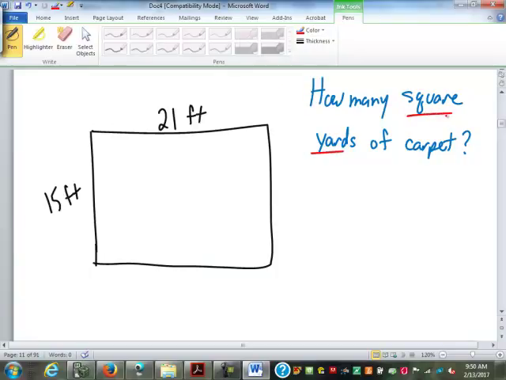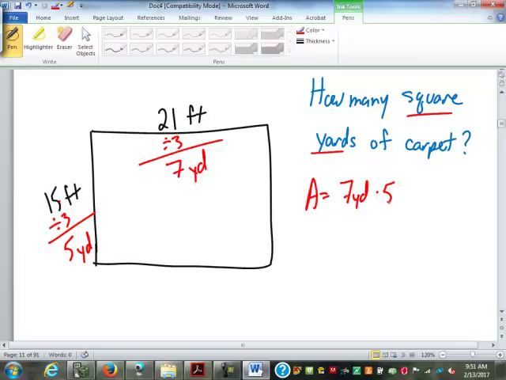Can anybody tell me how many yards are in a foot? 3. So 15 feet becomes 15 divided by 3, 5 yards. And 21 feet becomes 21 divided by 3, or 7 yards. So then the area, 7 yards times 5 yards, is 35 square yards.